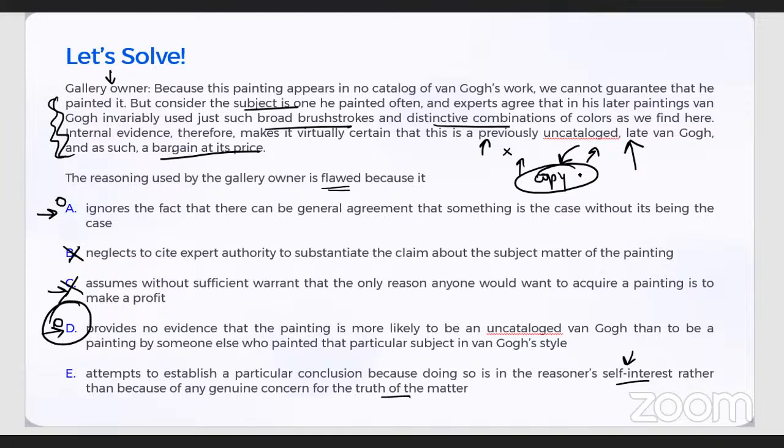Suddenly, when I compare option A and D, A doesn't really seem to make sense as such. Even if I don't understand the meaning, this logically makes sense. My answer is option D.